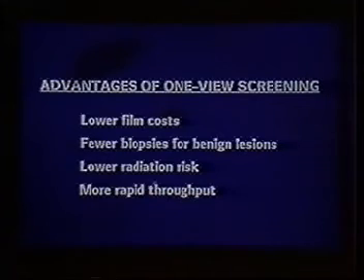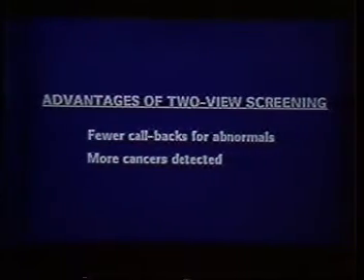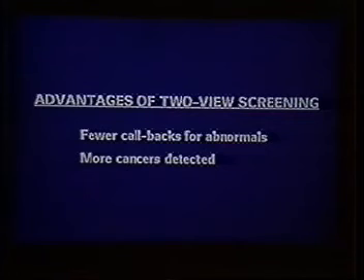And you also can achieve more rapid throughput, and that's one of our goals in doing low-cost screening, because if you take only half the pictures, you can get more patients through per unit time. There's still one other thing not shown on this slide, and that is that image interpretation is a little bit more rapid because you're looking at fewer films as well. These are the advantages or potential advantages. What's the downside? The advantages of the two-view screening. Well, certainly there are fewer callbacks for abnormal interpretations, 3.5 times fewer callbacks for abnormal interpretations. And then again, there are more cancers detected.